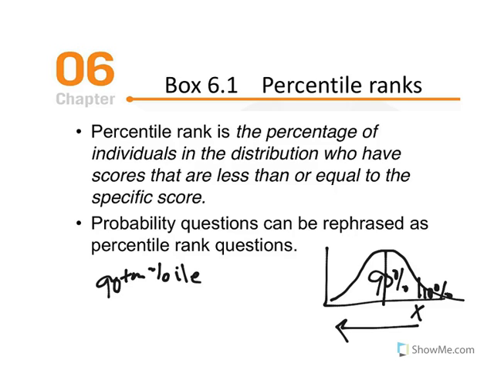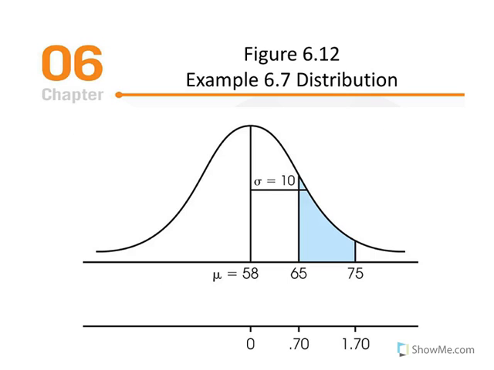So again, the 90th percentile means that 90% scored below you, but it also refers to 10% scoring above. But we always read it in terms of this direction, what happened below that particular score. So the percentile will identify the percentage below a specific X value. Probability questions can be rephrased as percentile rank questions. So again, we can use these words interchangeably so that we focus on one element versus another, but recognizing the equivalency of some of these terms.